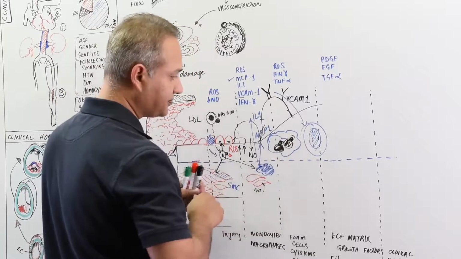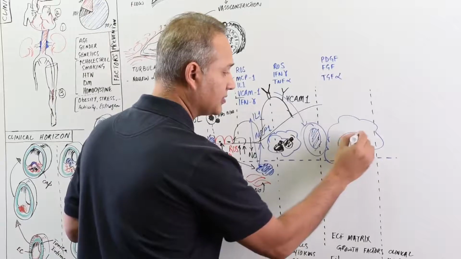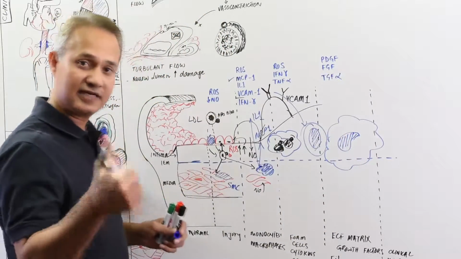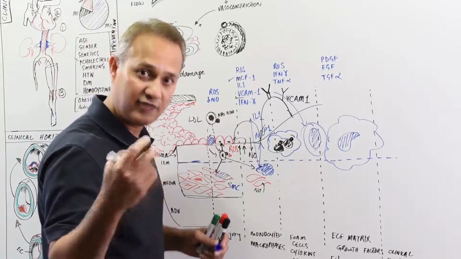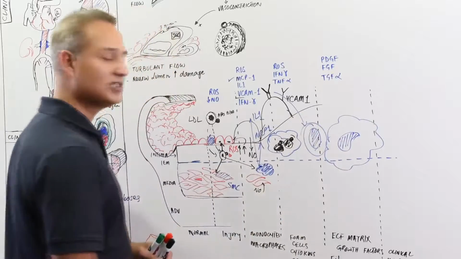This monocyte will become converted to macrophage as well. And what would it do? Once again, it would release the reactive oxygen species. That is the function of the macrophage. I've done that in immunology. When the reactive oxygen species increase, what would happen?